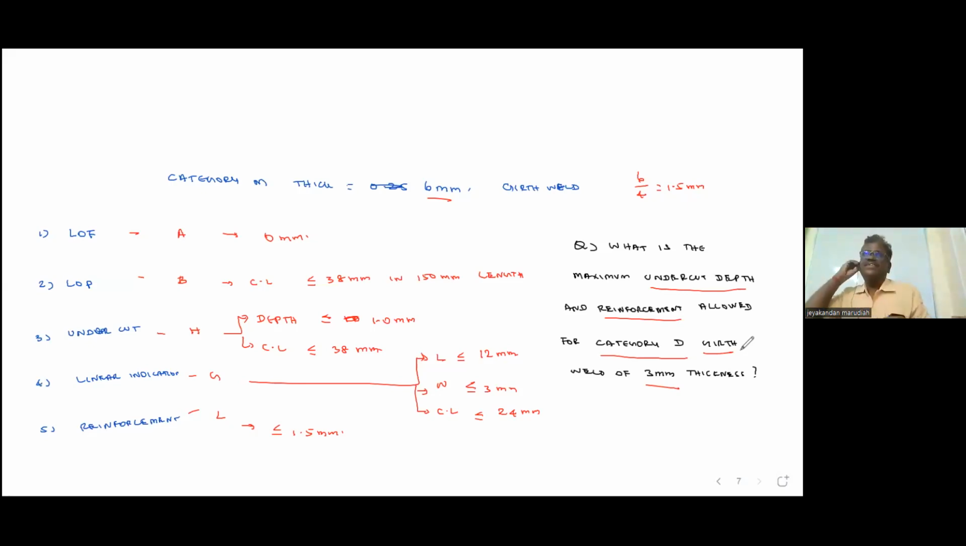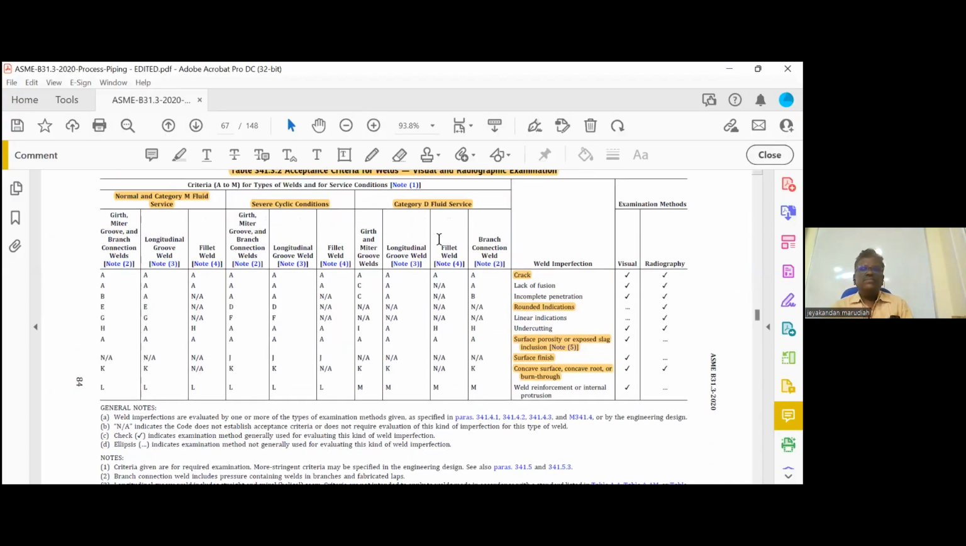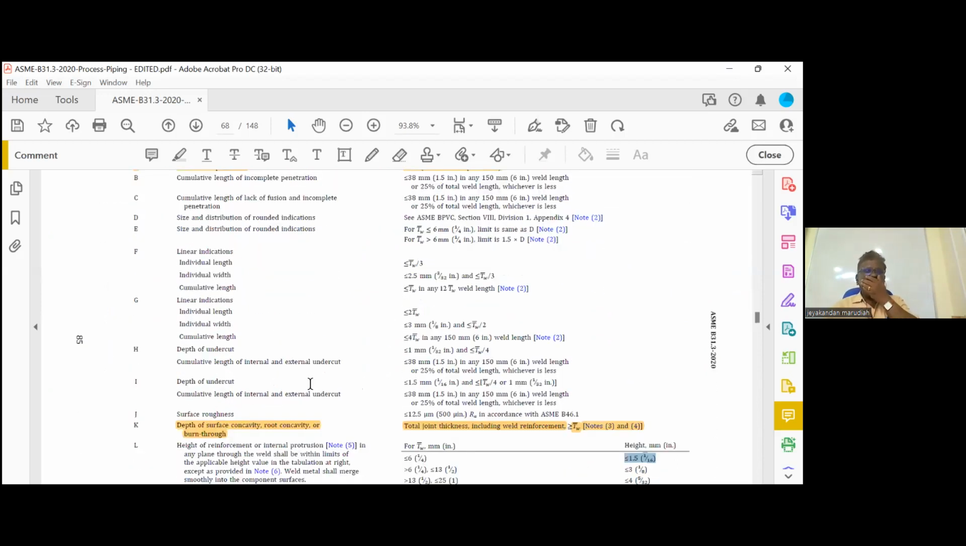Okay, what is the answer? Reinforcement. Okay, so let me interpret. First we have to see the symbol. Category D girth weld. So we go to the category D girth weld. Undercut depth, undercut for the girth weld is I and M. So we have to interpret I and M. If you go to I, it asks only depth: less than 1.5 mm and TW by 4 or 1 mm.